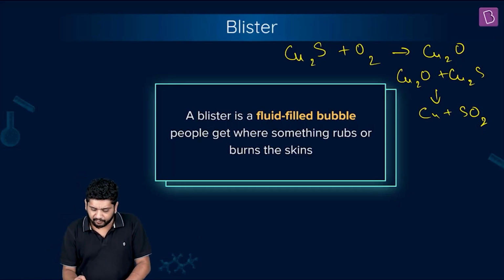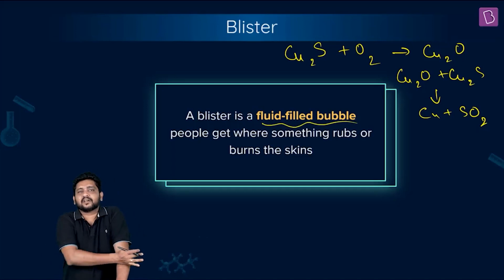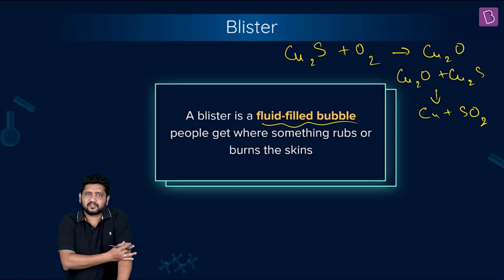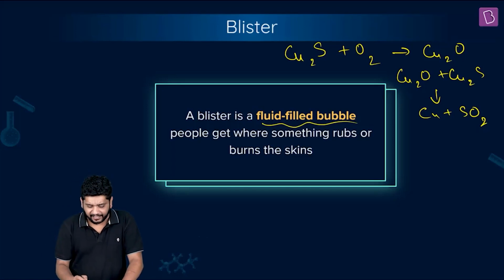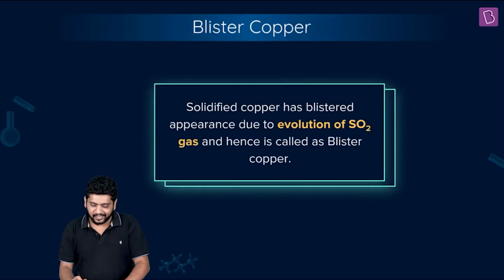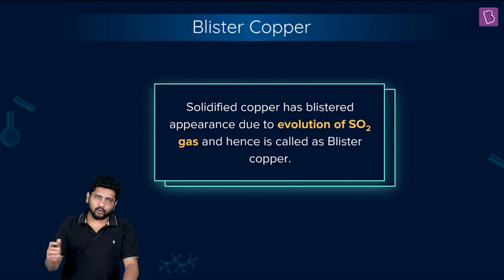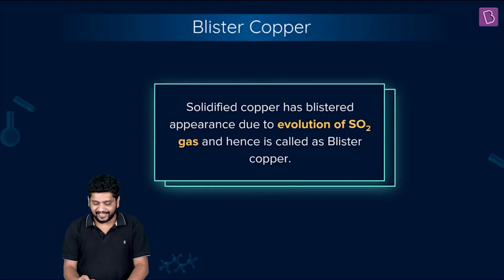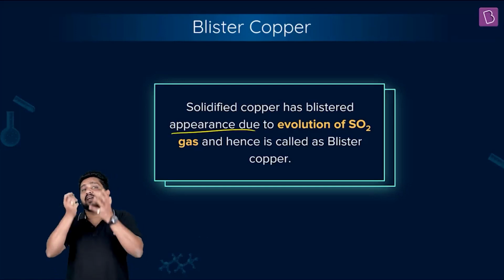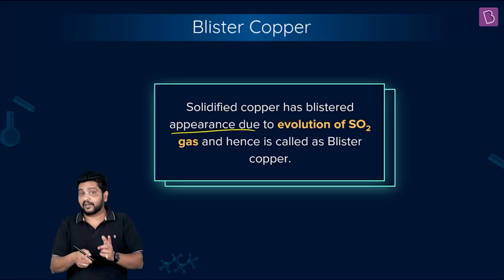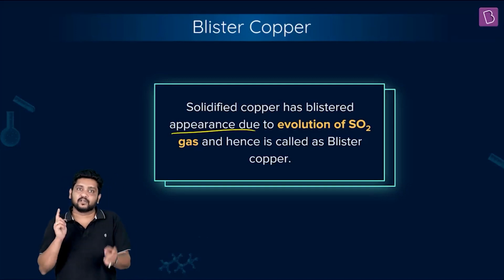So a blister is a fluid filled bubble people get; it could also be because of rubbing, skin getting scratched and all of these. Burns, oil boiling, oil falling on your skin, all of these could happen. But going forward, solidified copper that you obtain after metallurgy, before we go on to further refining or purifying it, is what you call blistered copper. It has this blistered appearance due to the evolution of sulfur dioxide. The question said it is because of the evolution of CO2.